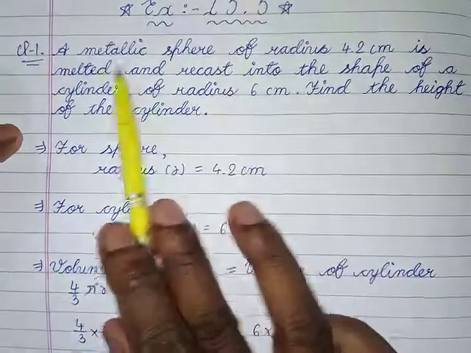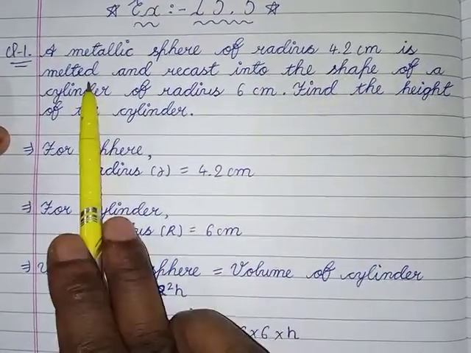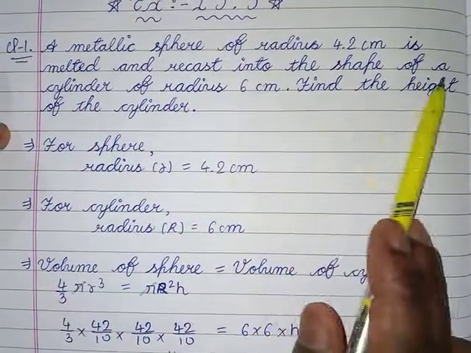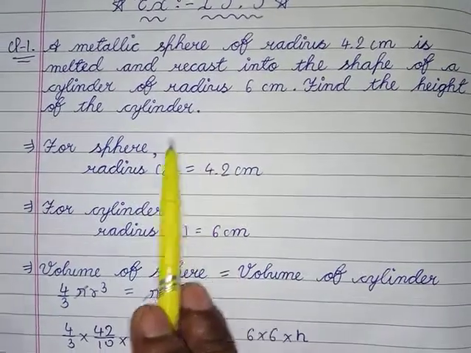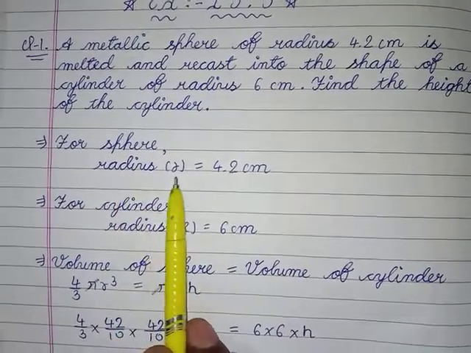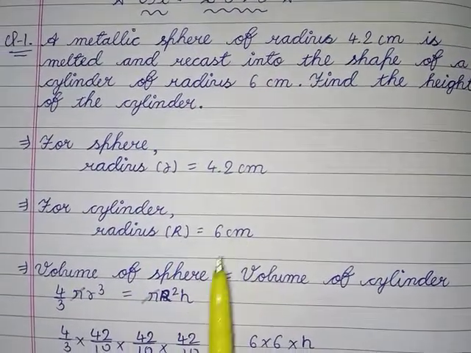3. A metallic sphere of radius 4.2 cm is melted and recast into the shape of a cylinder of radius 6 cm. Find the height of the cylinder. For the sphere, r is equal to 4.2 cm. For the cylinder, r is equal to 6 cm.